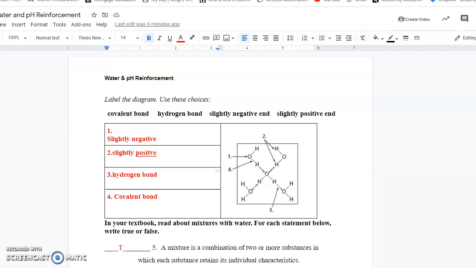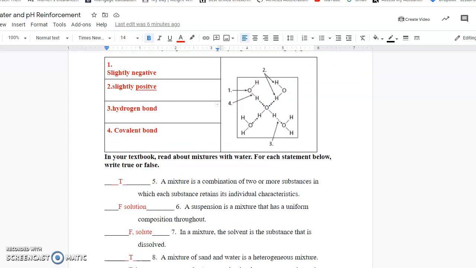Hey folks, I am going over the water and pH reinforcement worksheet from last night. That was your homework. Okay, so number one is pointing to the oxygen. So that would be a slightly negative side. Number two is pointing to the hydrogen. So that would be the slightly positive side. Number three is the hydrogen bond because it's pointing to how these two water molecules come together through a hydrogen bond. Number four is pointing to how oxygen and hydrogen attach together through a covalent bond.